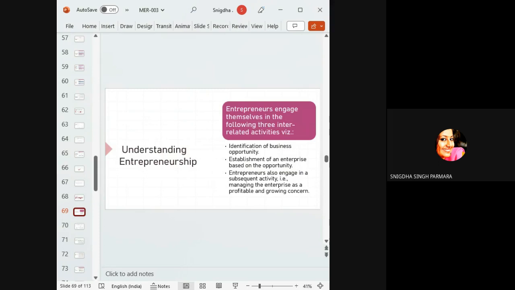So we need to understand at first, what exactly is entrepreneurship? Under entrepreneurship, the entrepreneurs involve themselves in identification of business opportunities. So that is how the relevance of scanning of opportunities arises. They have to establish an enterprise based on an opportunity and have to engage themselves in subsequent activities which need to be profitable.